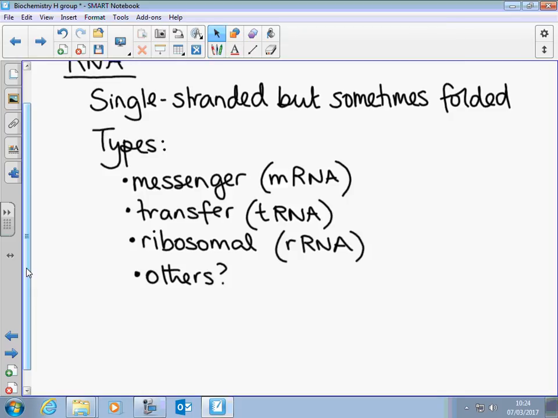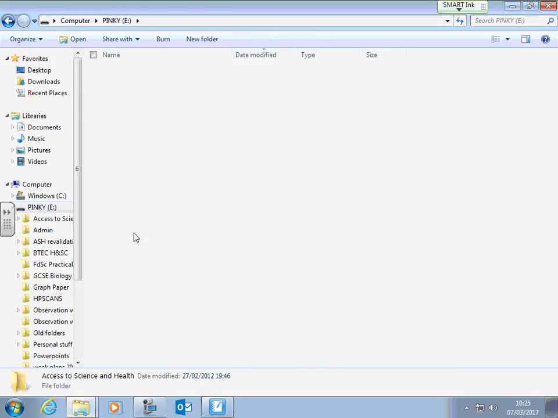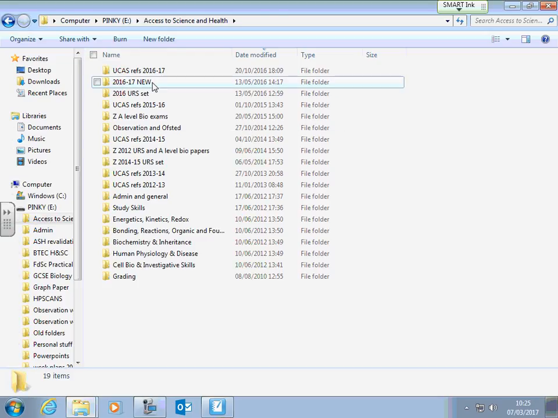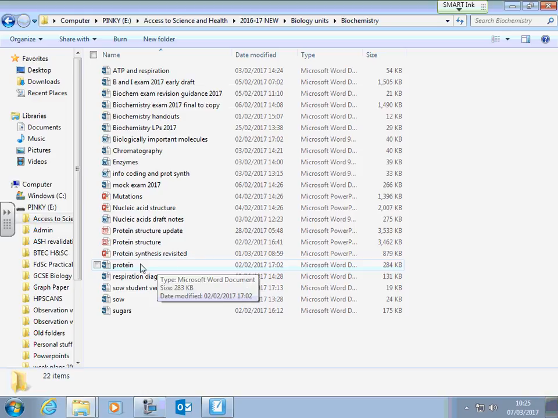Now, I'll take you quickly through the PowerPoint you haven't got, because I don't want to put too much into the handouts. You do have a sheet that compares DNA and RNA, but let's have a look. In here somewhere. Nucleic acid structure.